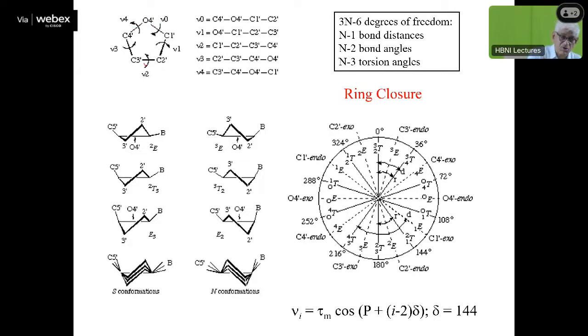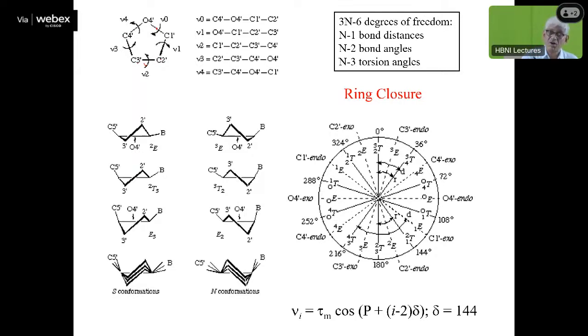Each of them is defined by 4 connected atoms. As you can see, nu0 is C4 prime, O4 prime, C1 prime, C2 prime. That is this. This is nu0, right? And nu1 is this: O4 prime, C1 prime, C2 prime, C3 prime. That is nu1. And nu2 is C1 prime, C2 prime, C3 prime, C4 prime.